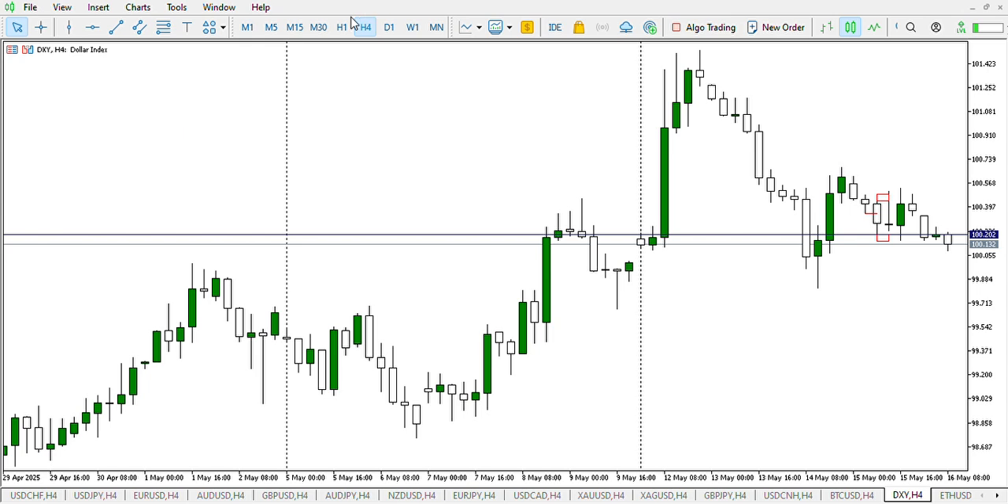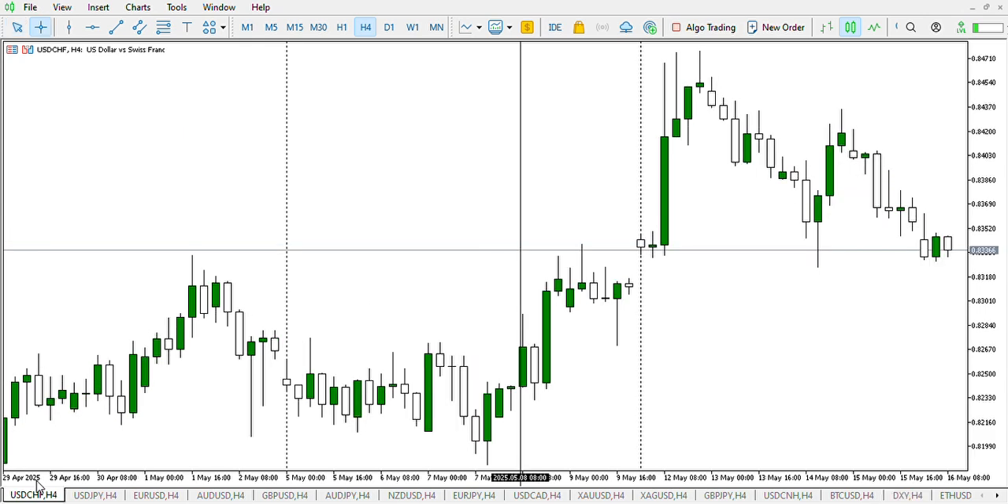On DXY, at the low of the day, we have a bullish candle, so we are going to ignore this pair. To recap all we have said, on USD CHF, if this present candle closes as a bullish candle, breaking the high of the day, then we expect the US dollar to strengthen against the Swiss franc.